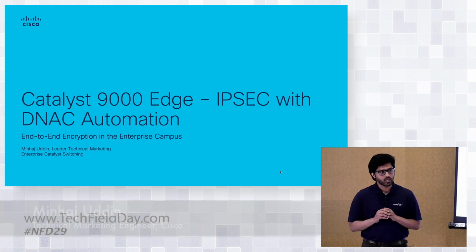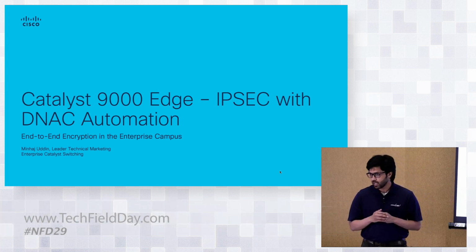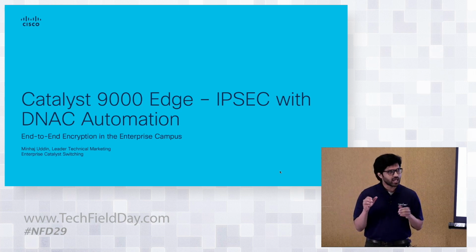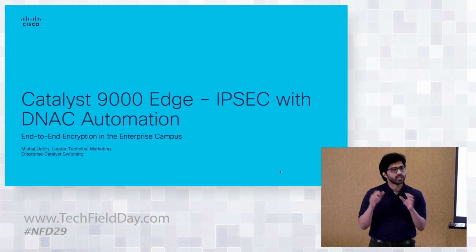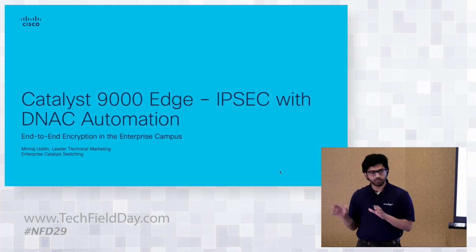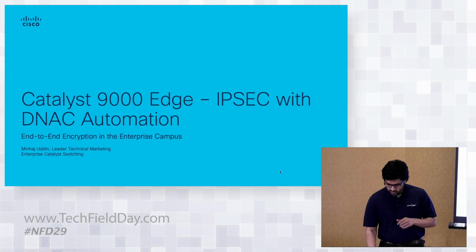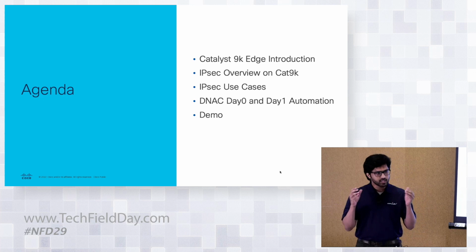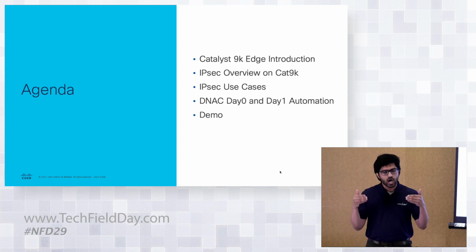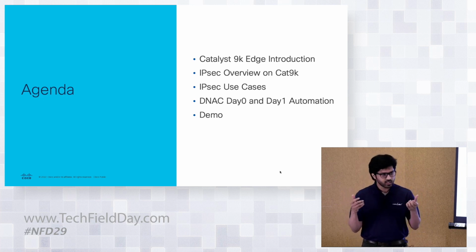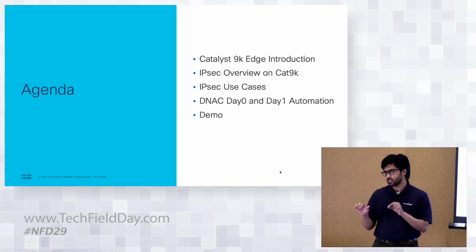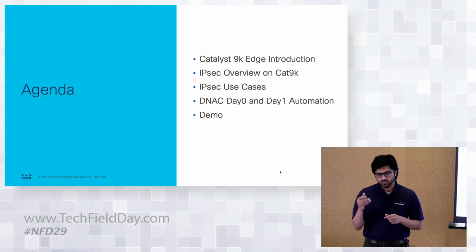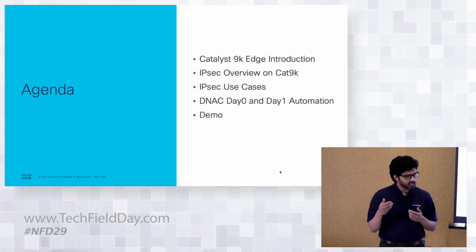Today, I'm going to talk about what we're doing with the Catalyst 9000 switching in the edge space, mainly focusing on how we are providing end-to-end encryption in the typical enterprise campus space. Again, I do have a jam-packed agenda, given 30 minutes, but I'm going to first set the stage with respect to how we are defining this edge space in a typical campus with respect to the Catalyst 9000 switching family, okay?